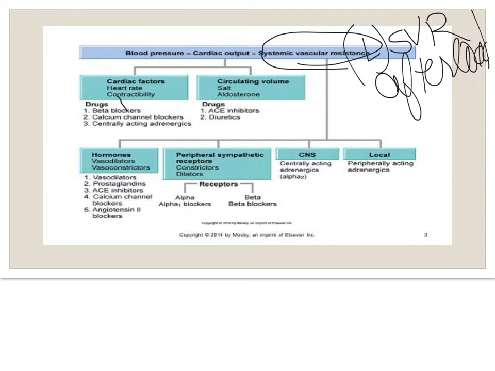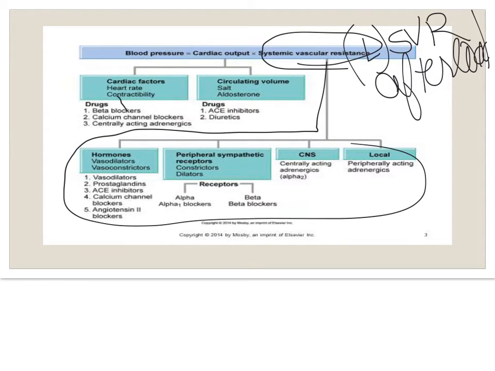When you follow this down, what you are seeing here is a lot of different types of medications that we'll learn about for hypertension and how they actually work. For systemic vascular resistance, if it's too high, then we need to lower it. This is where we get into the vasodilators. The vasodilators, for instance, would be your nitrates, and we talk a little bit about them.